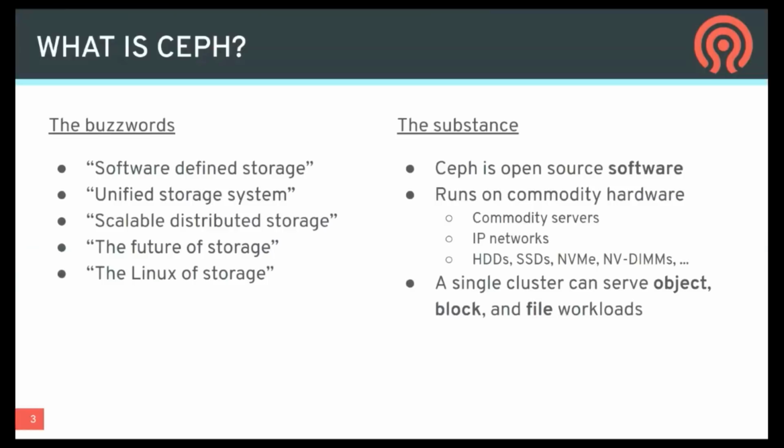So to try to get to the crux of it, I think the first thing to recognize is that Ceph is open source software, emphasis on software, that can run on any commodity hardware. So commodity servers from any vendor. It uses typical standard IP-based networks, and we can use all the usual standard types of storage devices: hard disks, SSDs, NVMes, NVDIMMs, and so on. And finally, it's important to recognize that Ceph is a unified system in that you can serve object, block, and file workloads from the same cluster, from the same hardware, using the same software stack.